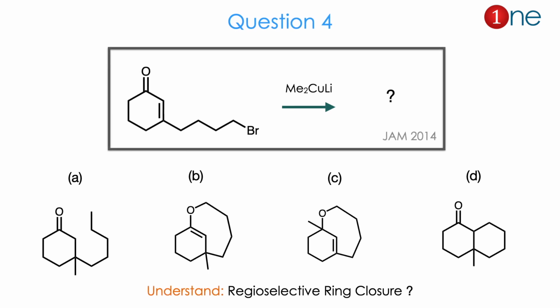Then question number 4. The starting material is a conjugated ketone and a long chain that contains bromine. You are using methyl copper lithium. They ask you to find the product.